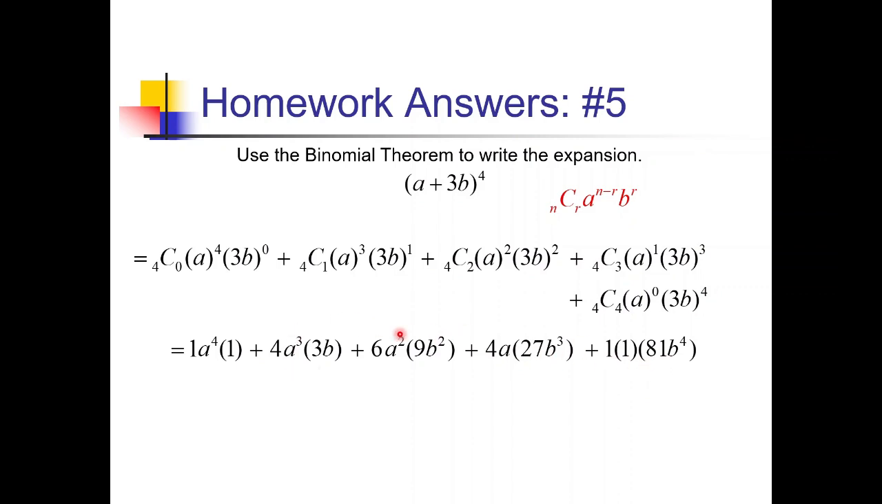Last wave of simplifying. Let's clean this up a bit. This first term is just a to the 4th. For the next one, we've got 4 times 3 is 12, a cubed b. Then 6 times 9 gives me 54, a squared b squared. 4 times 27, let me do this without a calculator, that's 108, ab cubed. And then finally, this is just 81b to the 4th.